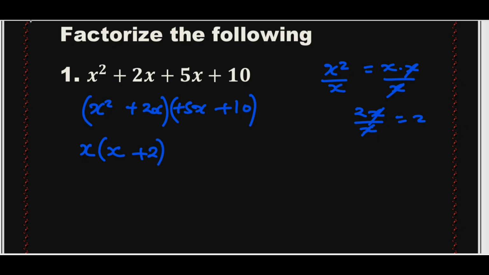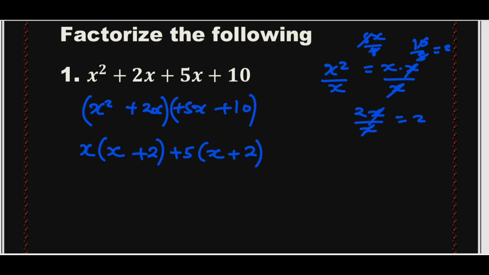So we have determined what is to be written in the first bracket. Then what about this other bracket? 5x plus 10. What is common? What is common between 5x and 10 is positive 5 into, 5x divided by 5, x is what will remain, plus 10 divided by 5, it gives you 2. So plus 2.